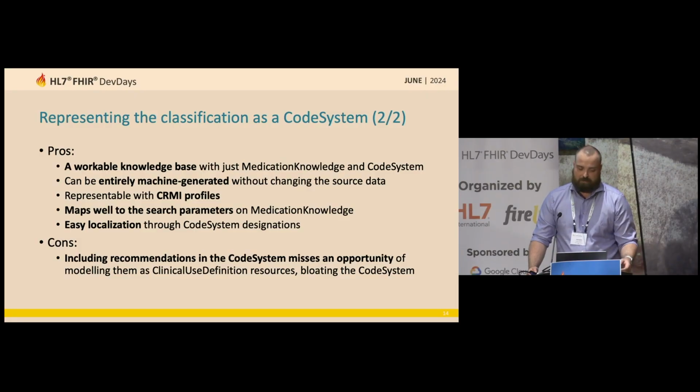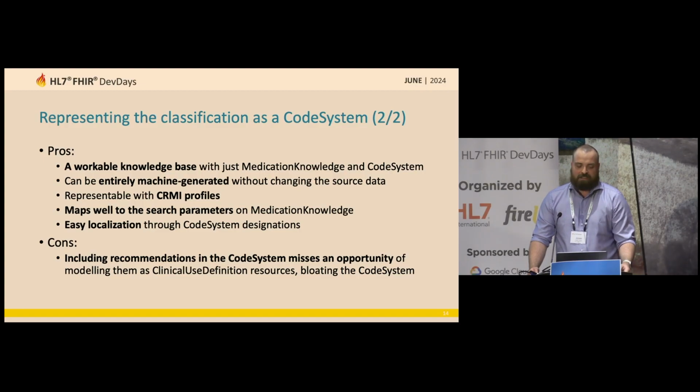The pros of that: you get a workable knowledge base, and you don't really need any other resources, just the medication knowledge and a code system. Also, it can be machine generated without having to do any additional modeling on the source data. Medication knowledge and the code system both map well to the CRMI profiles that exist today. And it also maps quite well to the search parameters on medication knowledge. And given that all of the textual information is included in a code system, localization is also quite easy.